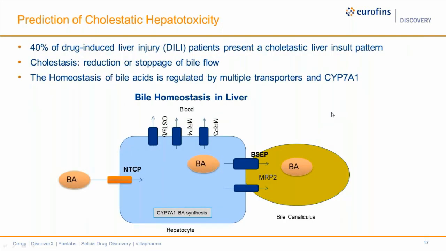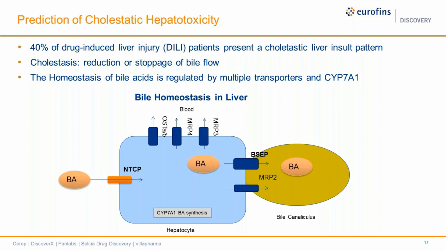Now I'm going to talk about the in vitro assays that we use to assess cholestasis. Cholestasis is one of the major causes of DILI. Clinically, cholestasis is defined as the reduction or stoppage of bile flow, which results in accumulation of bile acids and bile salts in hepatocytes. This cartoon shows the regulation of bile acid homeostasis in liver.